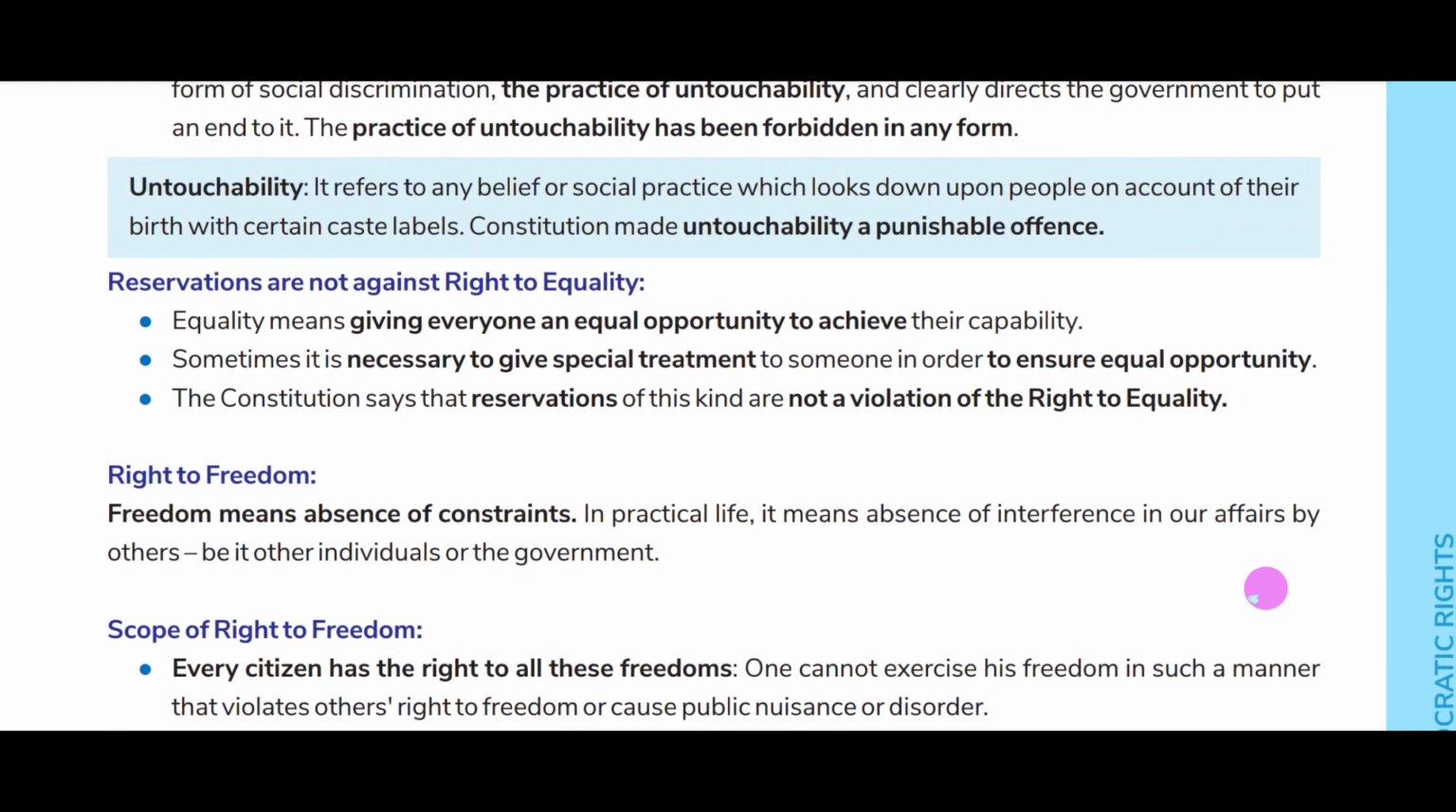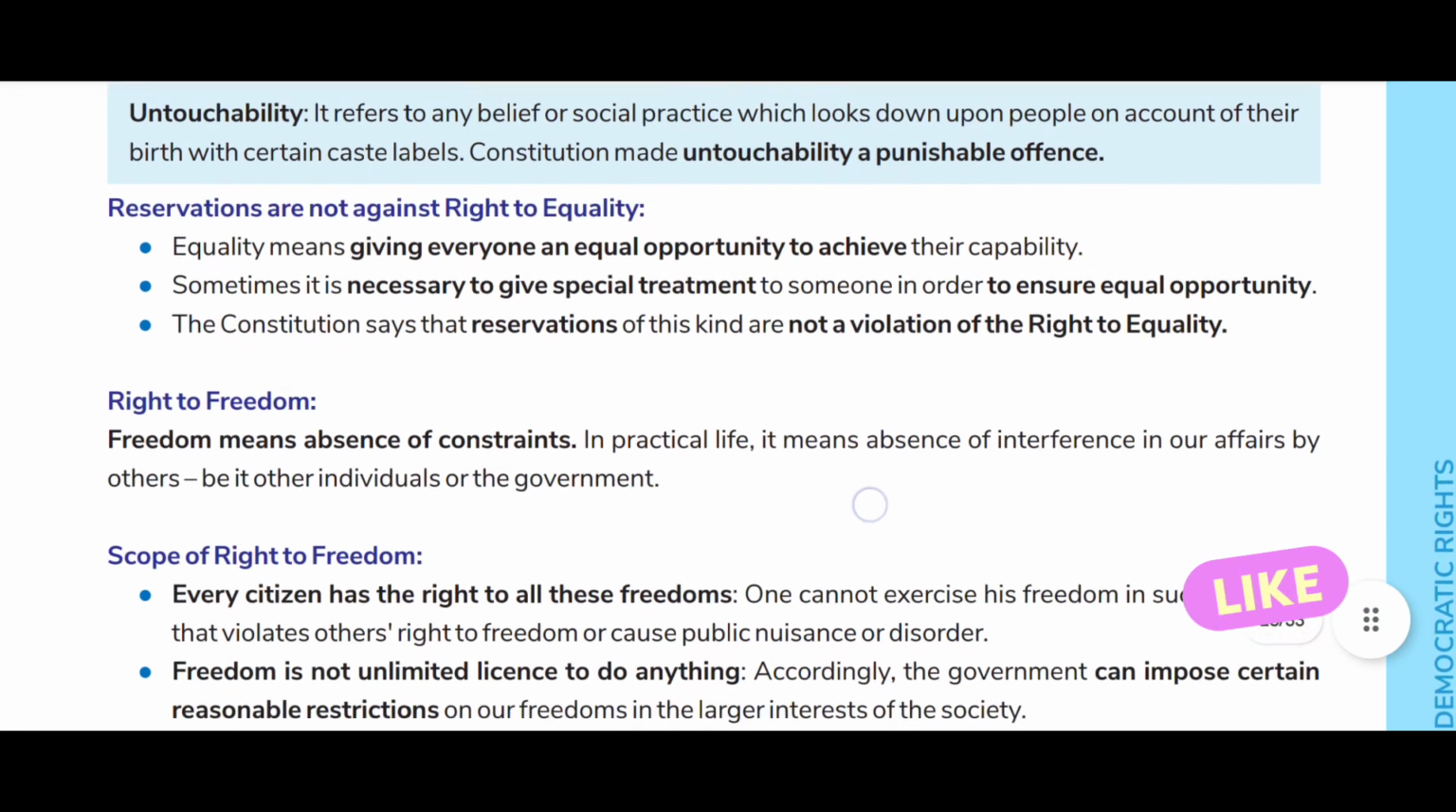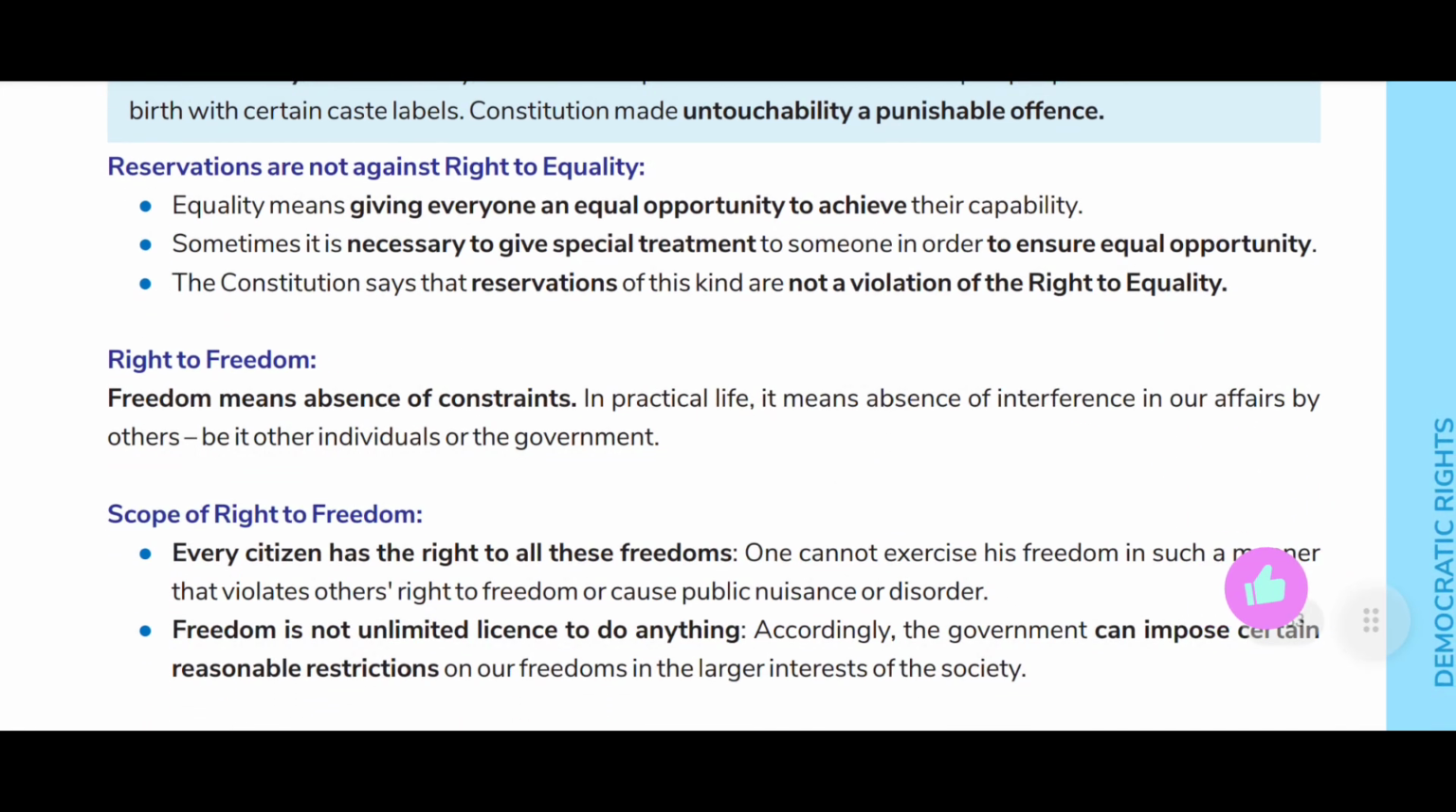Reservations are not against the right to equality. Equality means giving everyone an equal opportunity to achieve their capability. Sometimes it is necessary to give special treatment to someone in order to ensure equal opportunity. The Constitution says that reservations of this kind are not a violation of the right to equality.